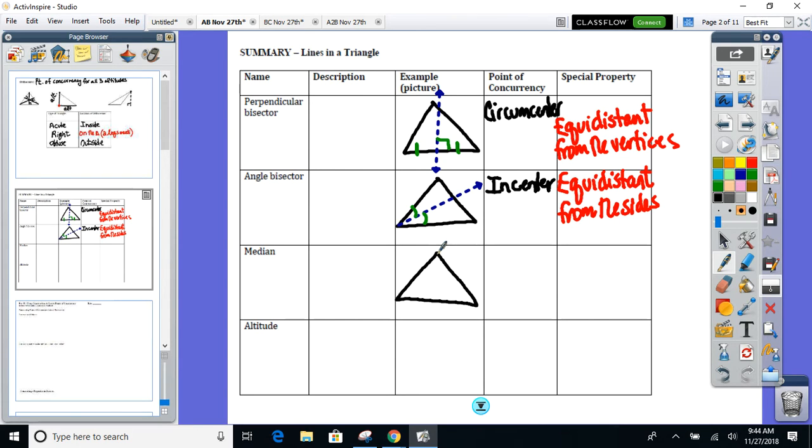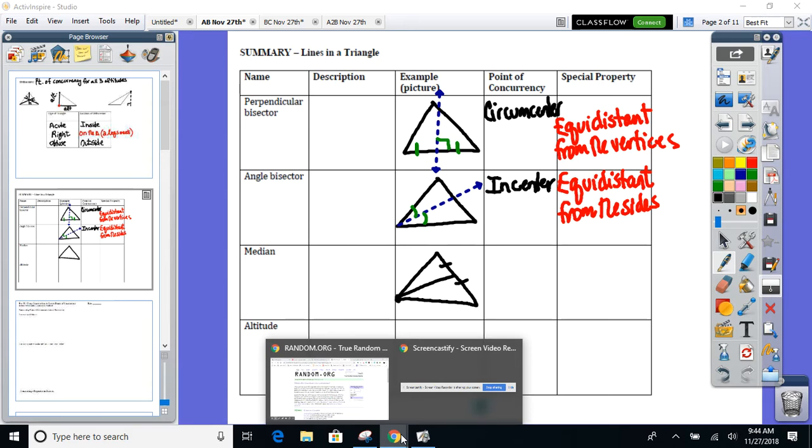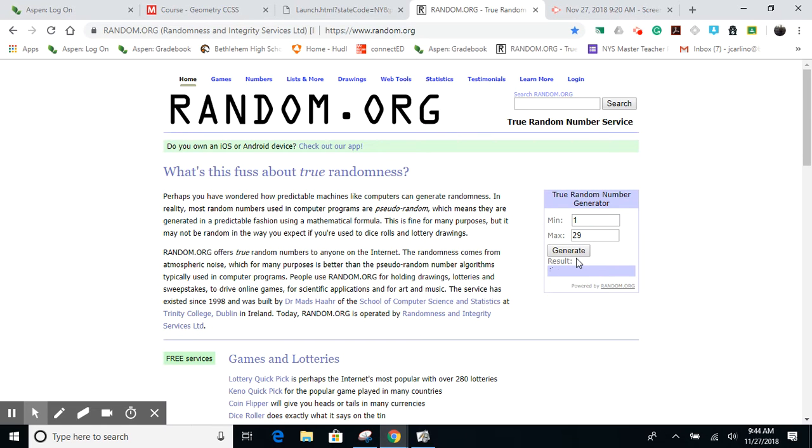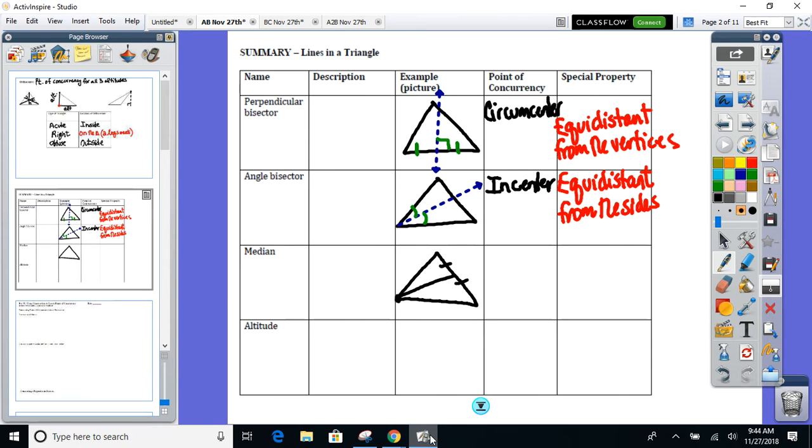But hey, guys, don't assume that this is the only median in that triangle. It could start at any vertex. I could start it from here and go here as long as it goes to the midpoint. If you drew all of them in, where do they intersect?